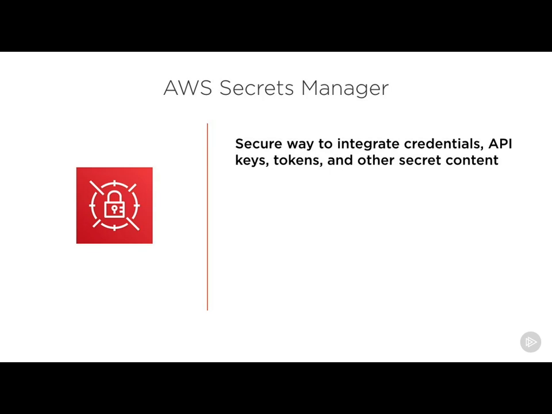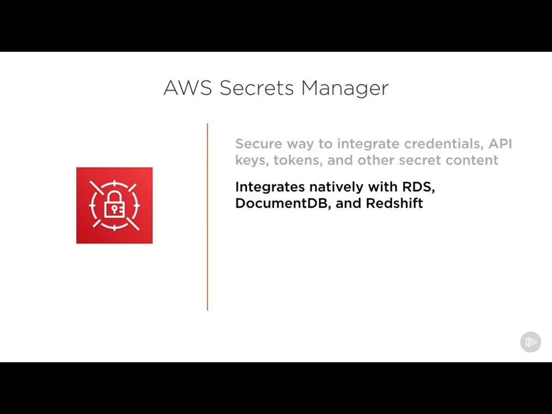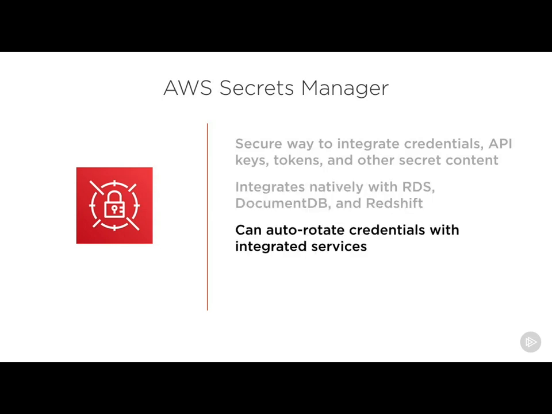For example, if our web application were going to work with RDS as a database, it would need to have a secure way to get the credentials for that database. And Secrets Manager integrates natively with RDS, DocumentDB, and Redshift. And it can auto-rotate credentials with these integrated services. So you wouldn't want to keep the same username and password for RDS for 3 years, for example. You do need to change it periodically just to make sure that there are no vulnerabilities. And so this is included by default within Secrets Manager, that you can configure this auto-rotation.